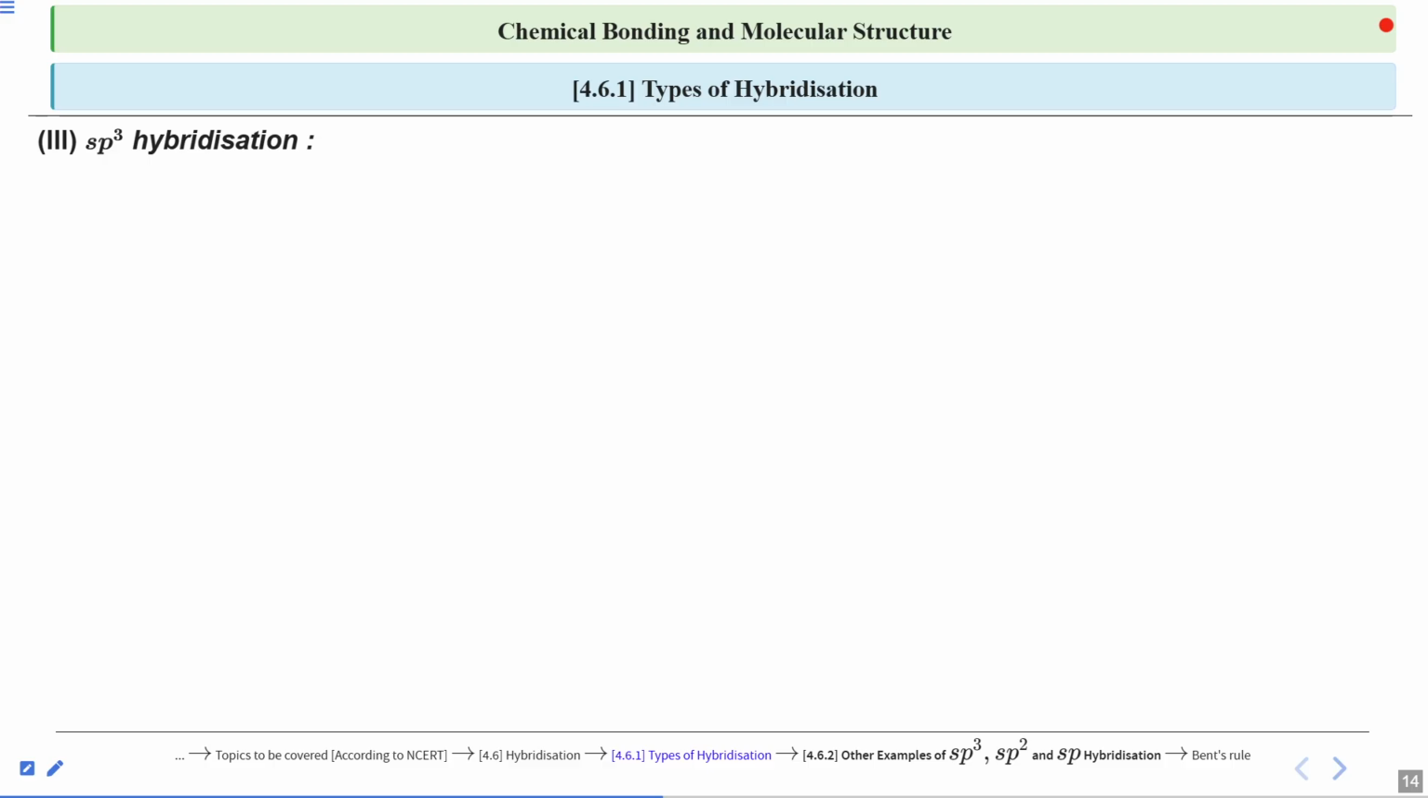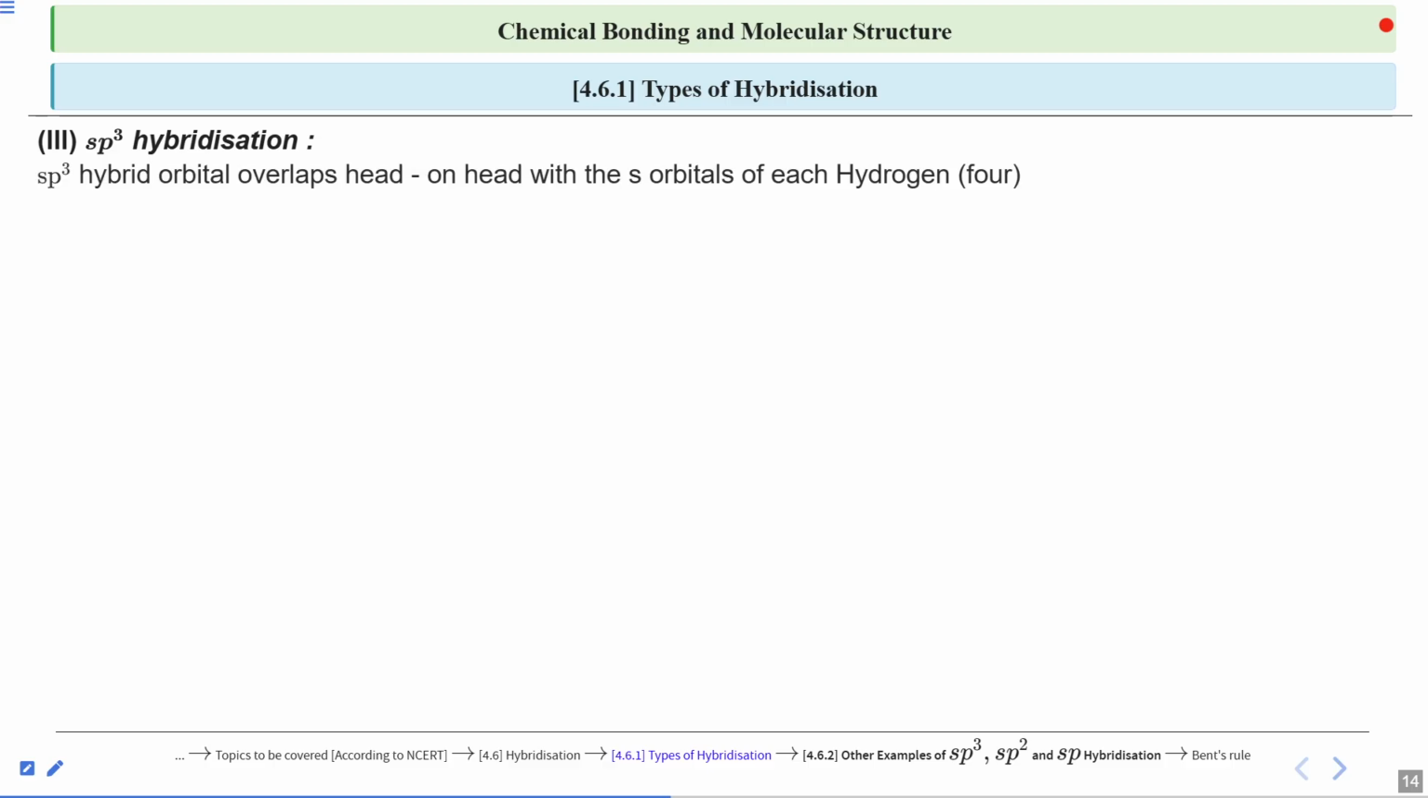Next will be the formation of bonds. Same thing will happen. Your sp3 hybrid orbital will do a head-on overlap with the s orbital of the hydrogen. Now here, you are using the s orbital of hydrogen and not the p orbital, and it is very obvious, hydrogen's valence orbital is s only. The case of p orbital was true for chlorine.